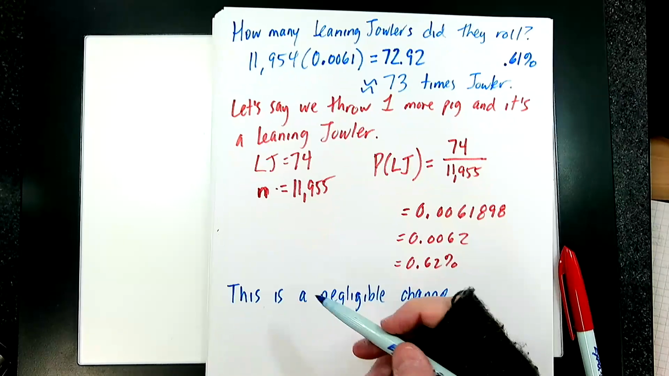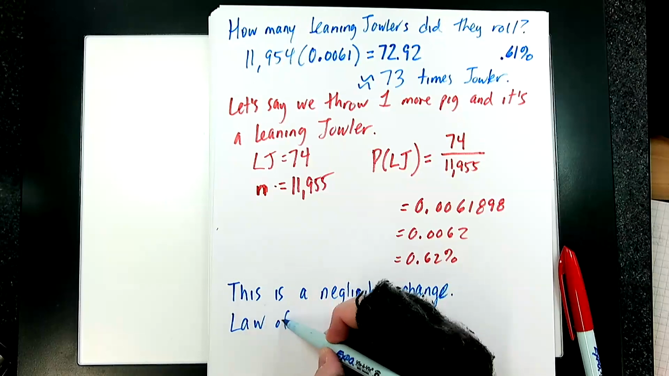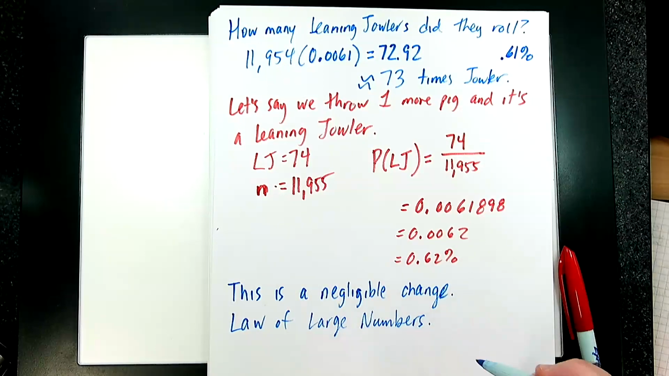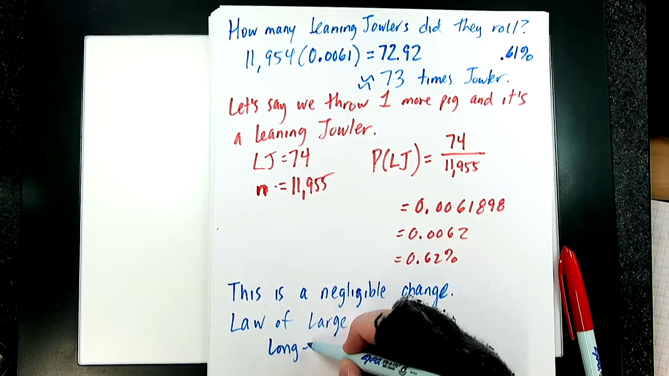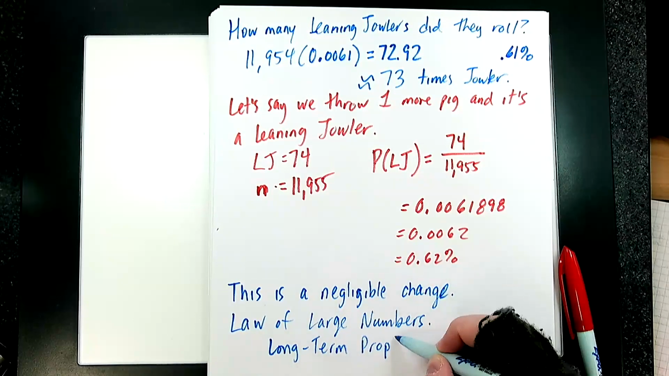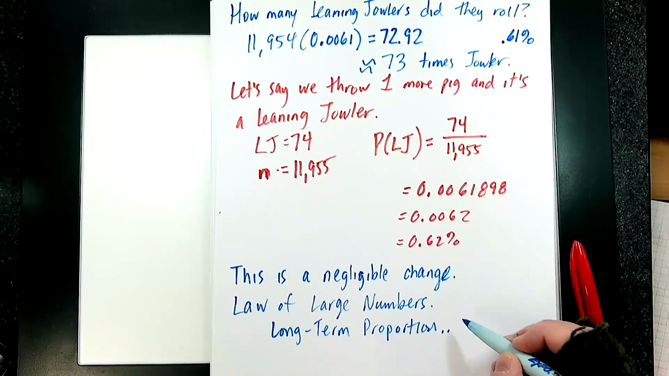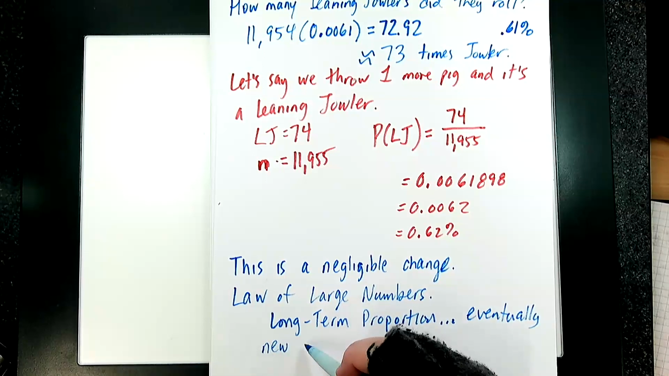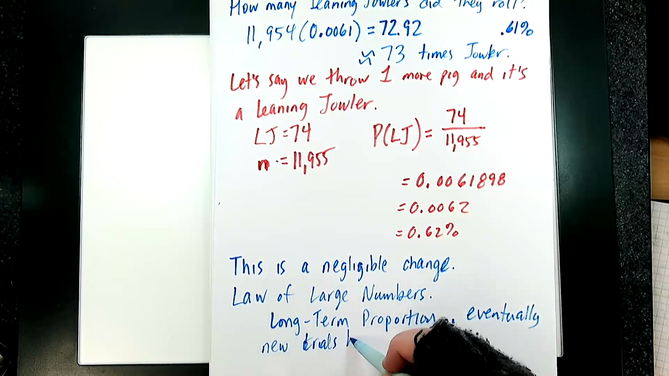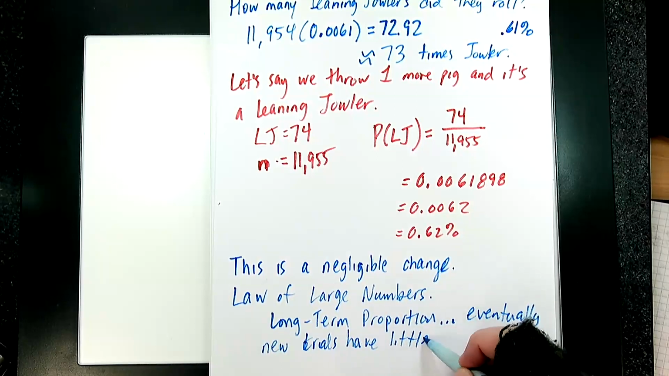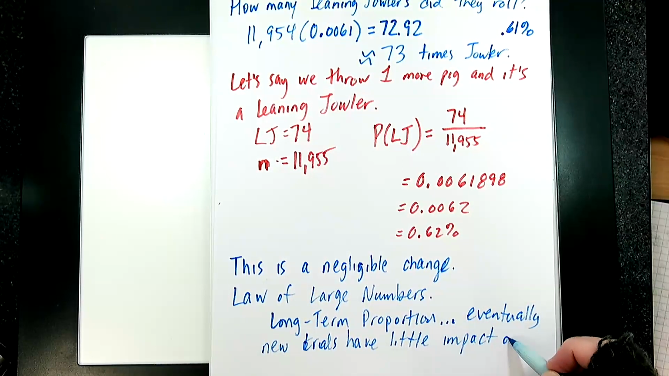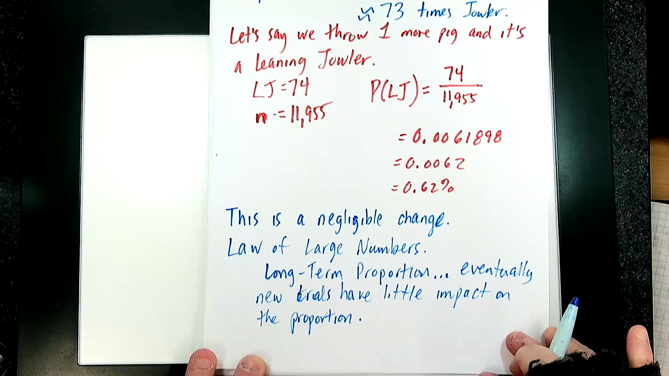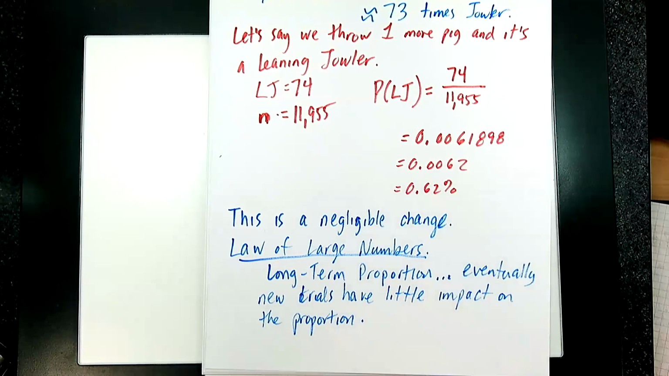This is kind of an example of the law of large numbers. When they say the long-term proportion, eventually new trials have little impact on the proportion. That's the idea of the law of large numbers right there. That's played out for you.